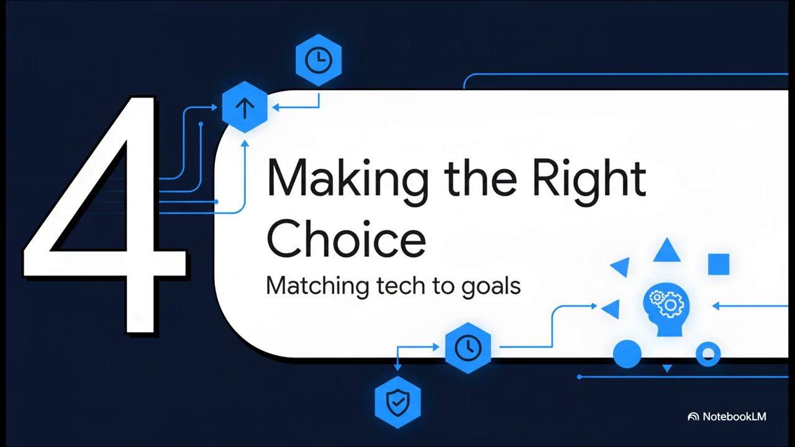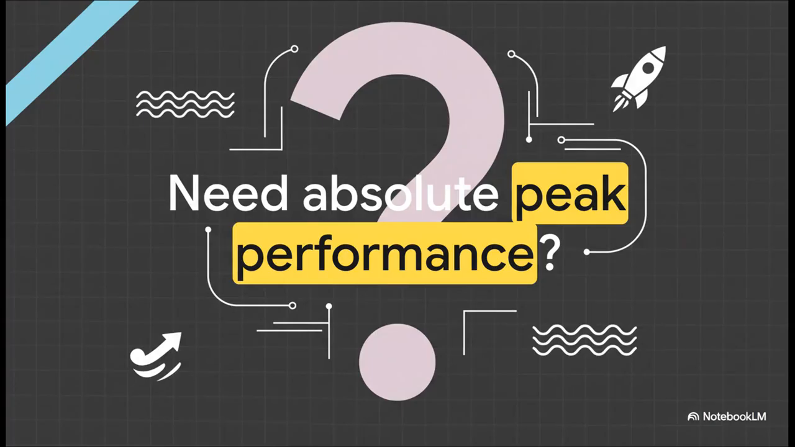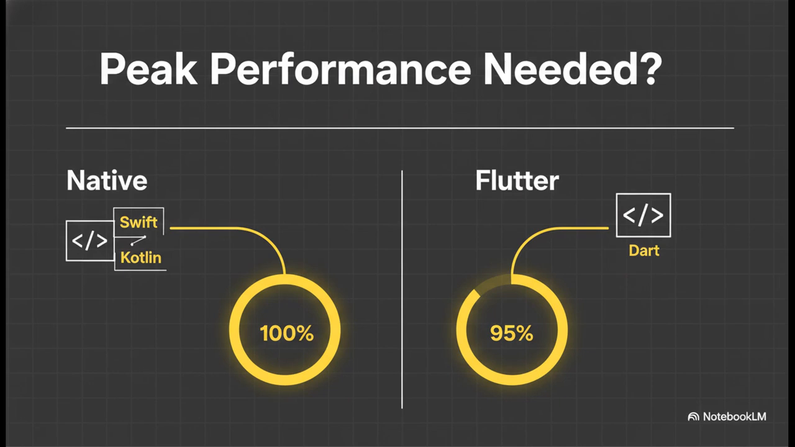Well, it really just comes down to what you're trying to build and who's on your team. Let's play a little game. Quick question. Does your app need to be buttery smooth? We're talking high-end games, intense animations, that kind of thing? If you just nodded your head, then you're going to want to look at something that compiles. Going fully native is the gold standard, of course, but Flutter was literally built for this, to give you that incredible near-native speed from just one set of code.